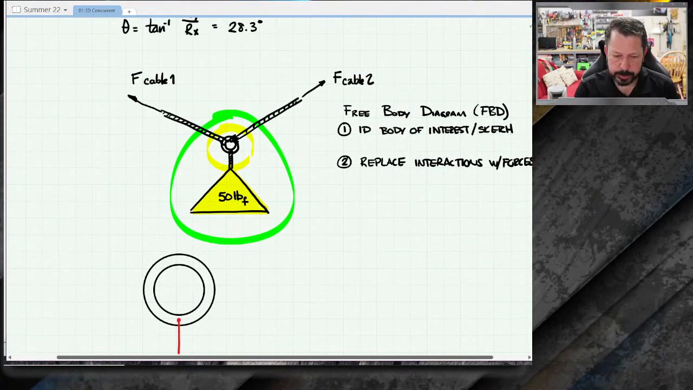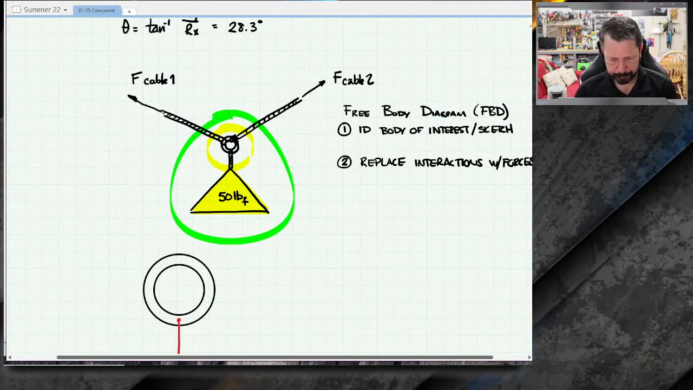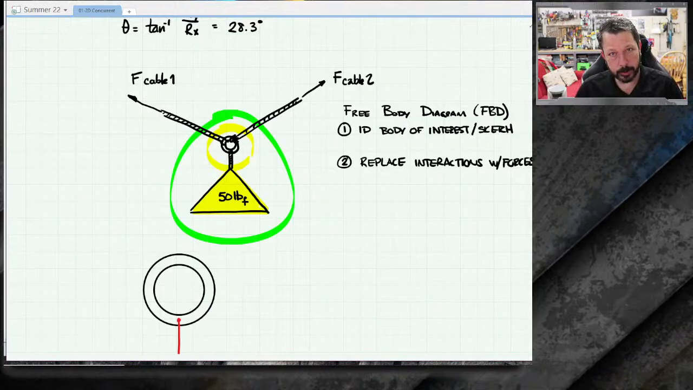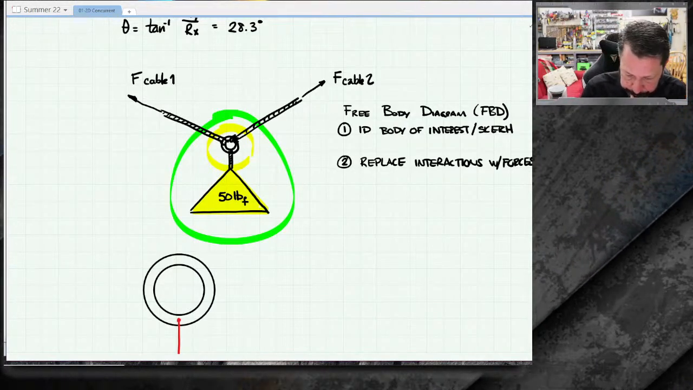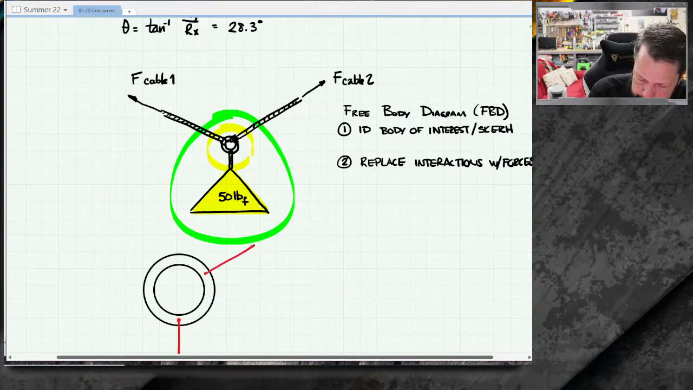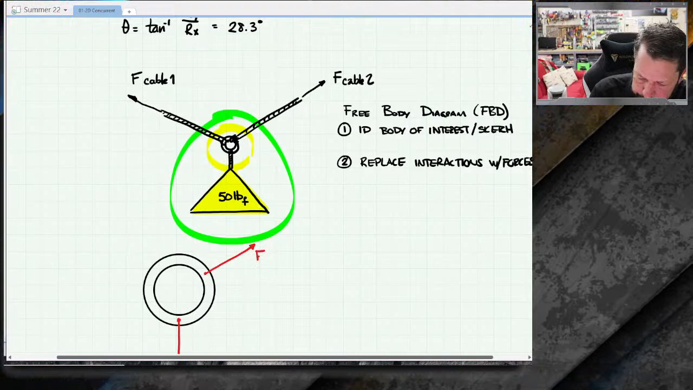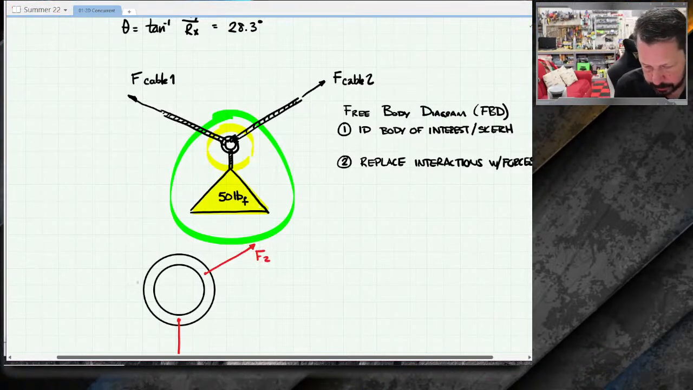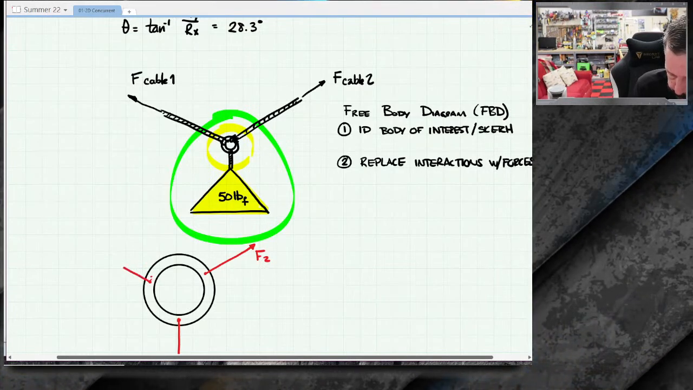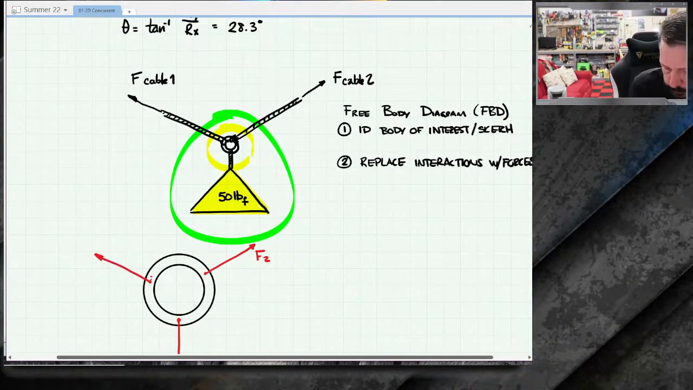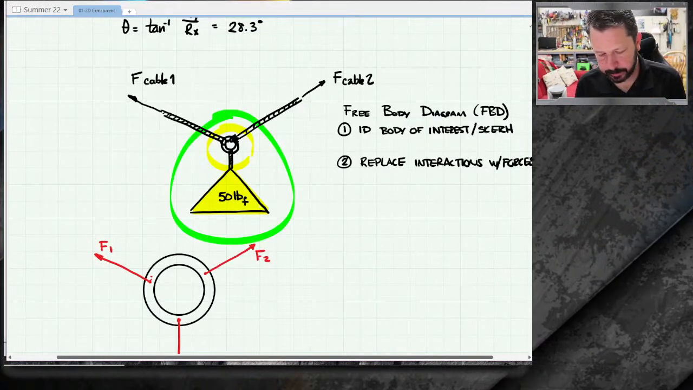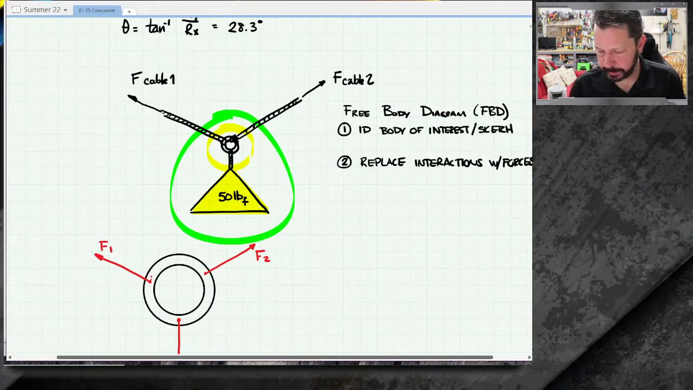I don't know how much force is in cable 1 or cable 2, but I know that they are pulling, because ropes only pull, they don't really push. So I know that there's a force, something like that, we'll call it F2, and there's a force, maybe there, F1. I don't know their magnitudes, but I know they are roughly like this.